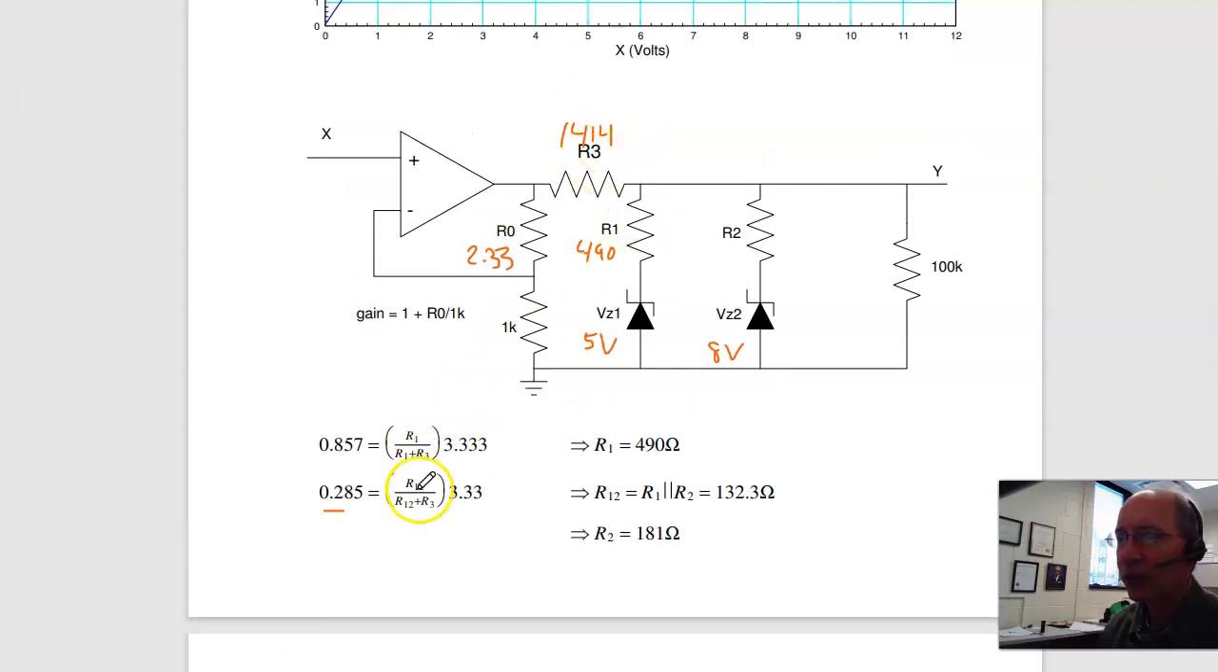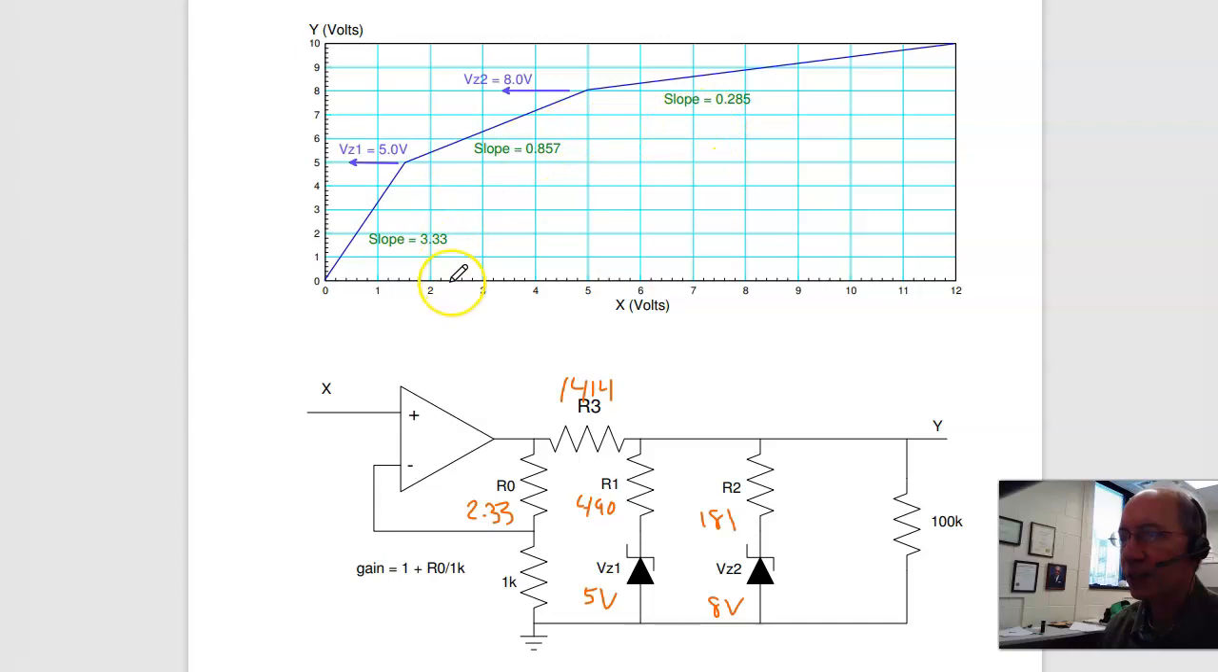It is a voltage divider with R3 times the gain of my amplifier. Solving, R1 in parallel with R2 is 132 ohms. I know that R1 is 490, therefore R2 is 181 ohms. So this circuit implements that function.